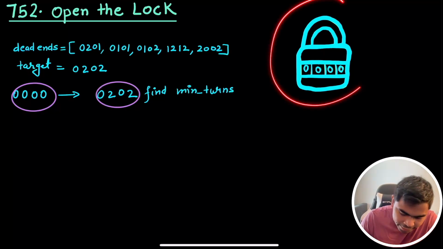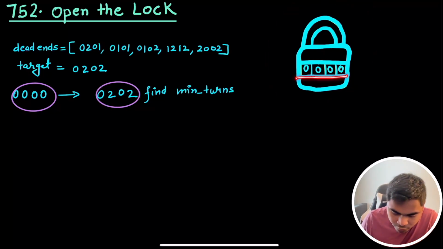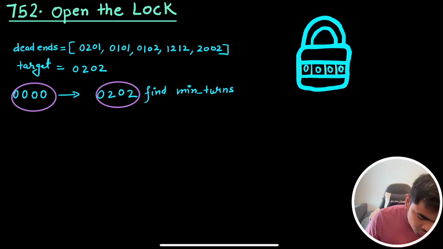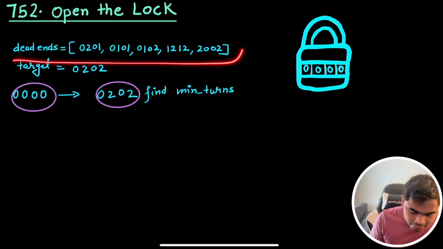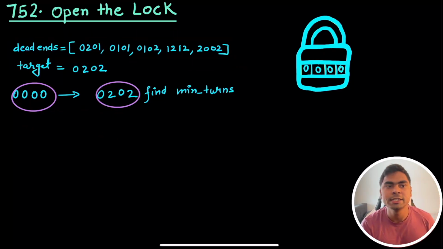This is the lock right here. It has 4 digits, 4 wheels. We can turn them up and down. So in one go, this 0 can become 1, or it can become 9. That can happen with all these 4 digits. For the first example, the first state is 0, 0, 0, 0, and this is my target. We need to find the minimum number of turns to get to our target without getting stuck in the dead ends.